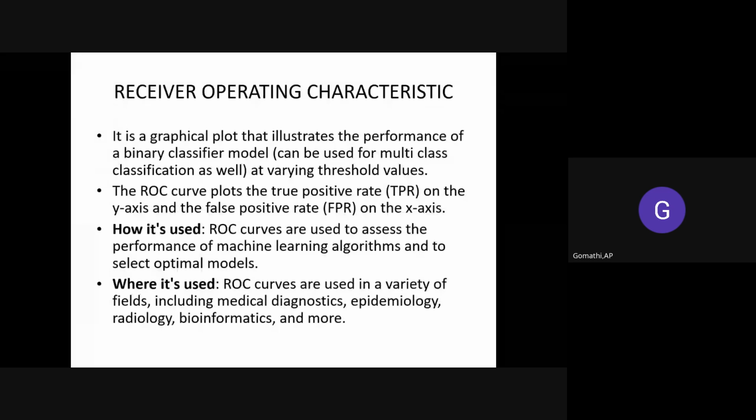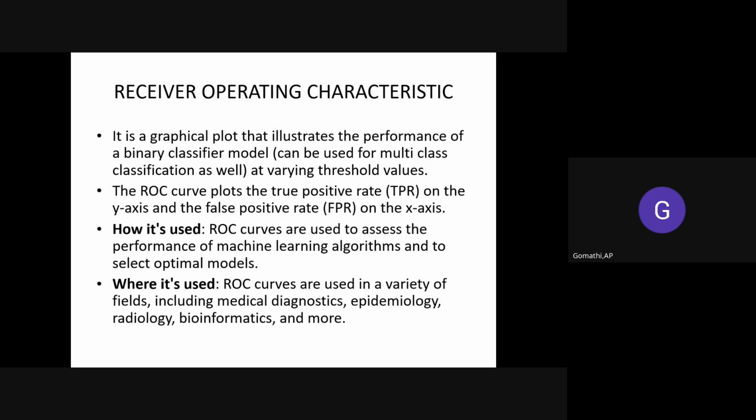The ROC curve plots the true positive rate against the false positive rate. The true positive rate is the recall, also known as the sensitivity. So it mainly focuses on the true positive rate and also the false positive rate. In the ROC curve, the true positive rate is plotted on the y-axis, and the false positive rate is drawn on the x-axis.